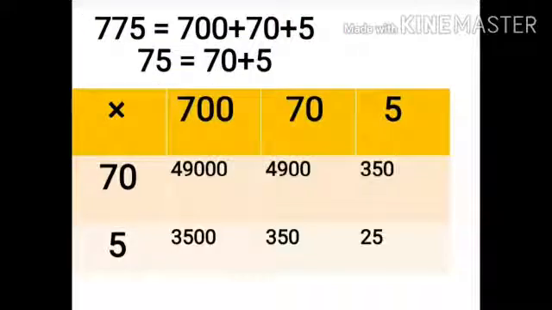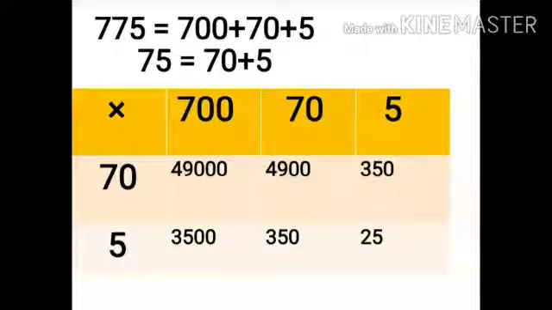Moving on to the multiplication, 70 multiplied by 700, the product is 49,000. 70 multiplied by 70, the product is 4,900. 70 multiplied by 5, the product is 350. 5 multiplied by 700, the product is 3,500. 5 multiplied by 70, the product is 350. 5 multiplied by 5, the product is 25.